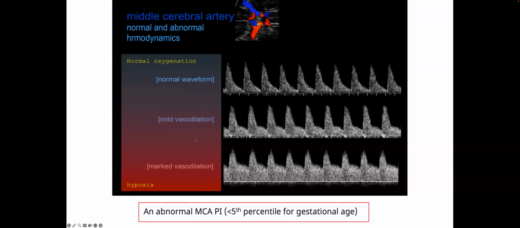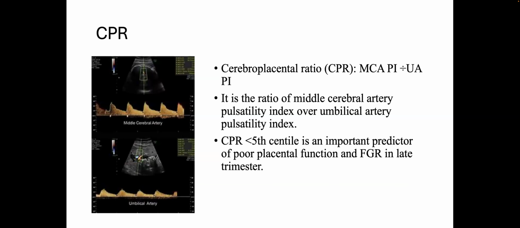In the middle cerebral artery, if the baby is more and more compromised, it tries to spare the brain, so it markedly increases blood supply to the brain even in the diastolic phase, and that reduces the MCA-PI to less than 5th percentile, which is very obvious here. The CPR is MCA-PI by UA-PI, the ratio of middle cerebral artery pulsatility index over umbilical artery pulsatility index, and if it is less than 5th percentile, it's an important predictor of poor placental function and FGR in late trimester. In early trimester, we don't look at the CPR, but in late trimester, generally beyond 30 weeks, this is a very important predictor. So maybe I'll hand over now to Dr.